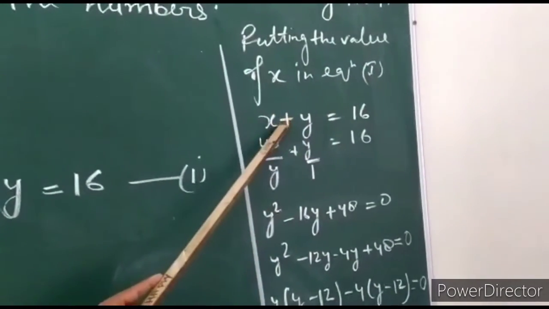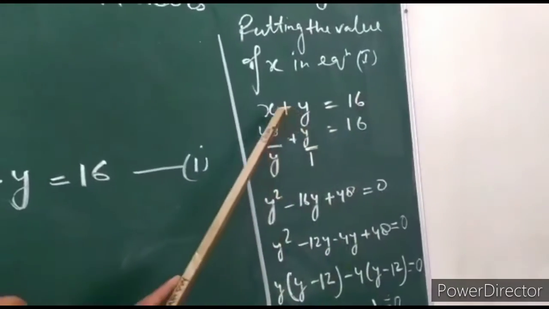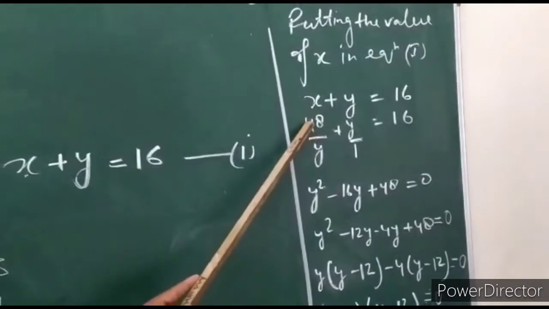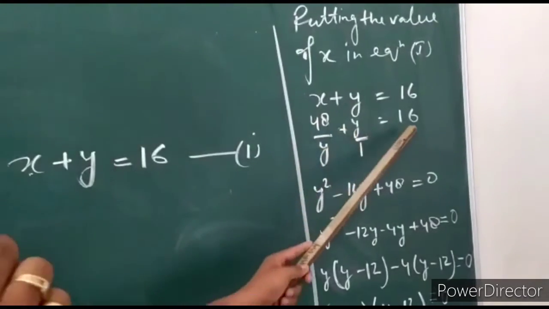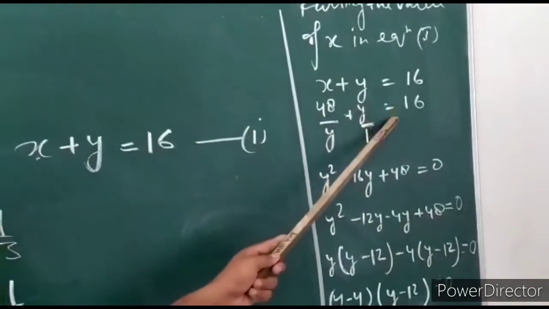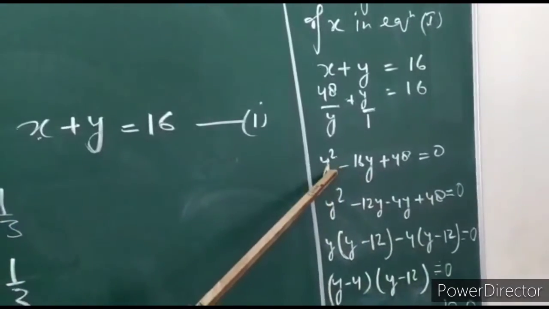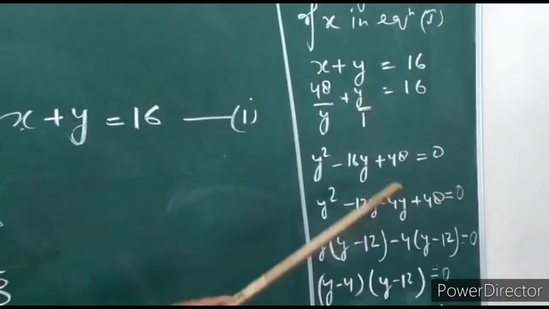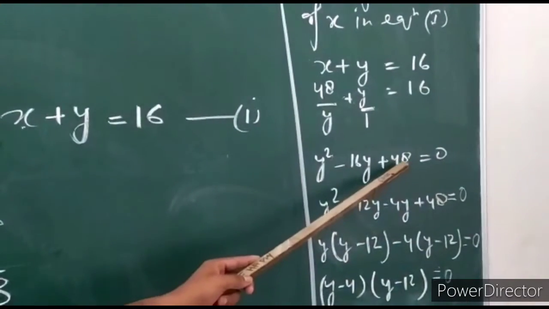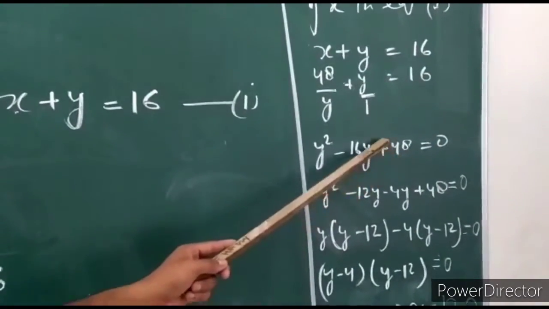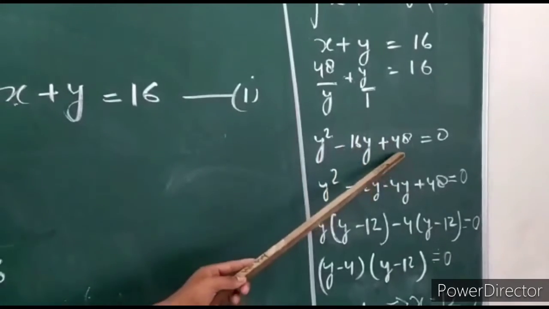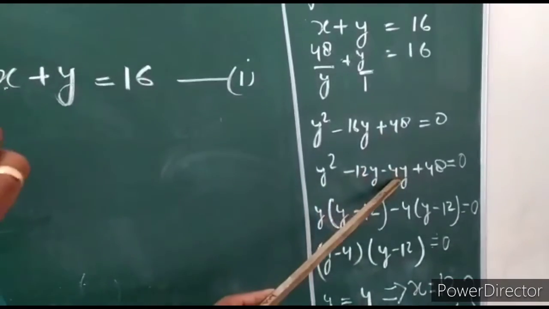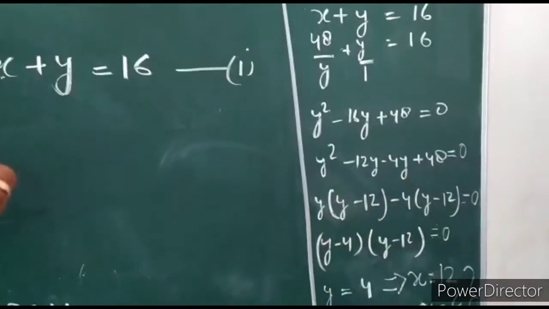Since our first equation is x plus y is equal to 16, we will put the value of x is equal to 48 upon y. Therefore, this equation will be 48 upon y plus y is equal to 16. After solving this equation, we can write y square minus 16y plus 48 is equal to 0. Here we will factorize 48 in such a way that the sum of two numbers will be 16 and their product will be 48. Therefore, its factors will be y square minus 12y minus 4y plus 48 is equal to 0.